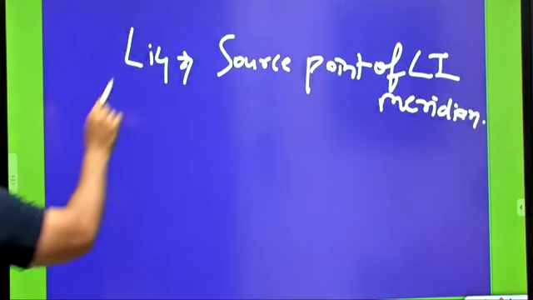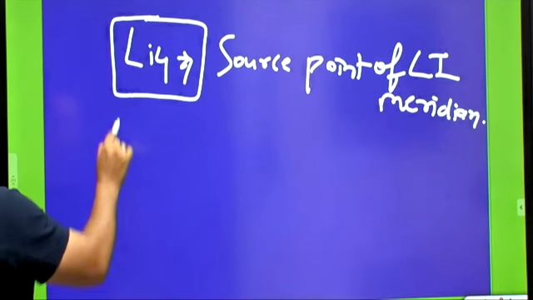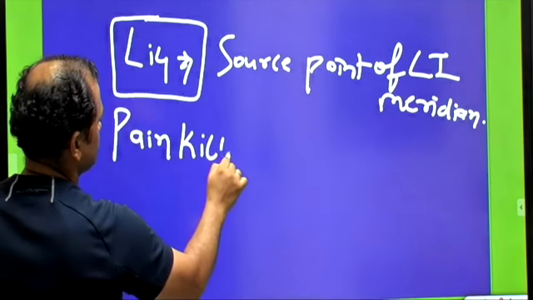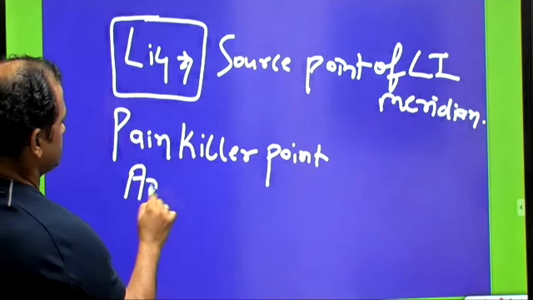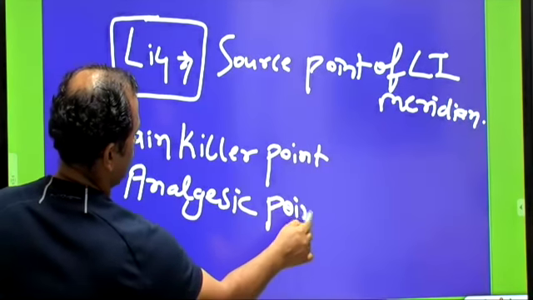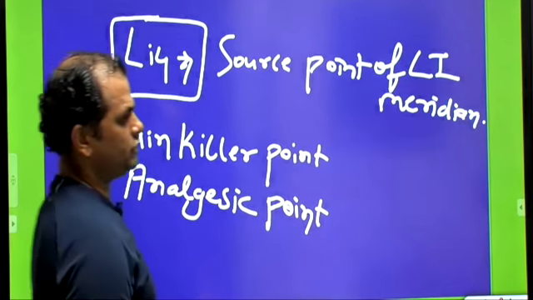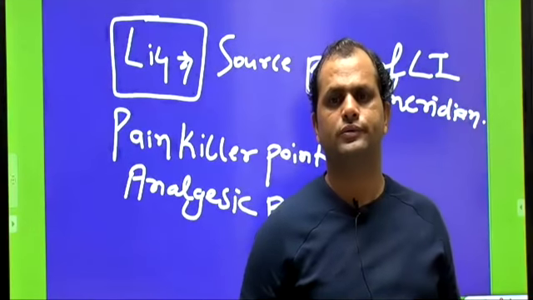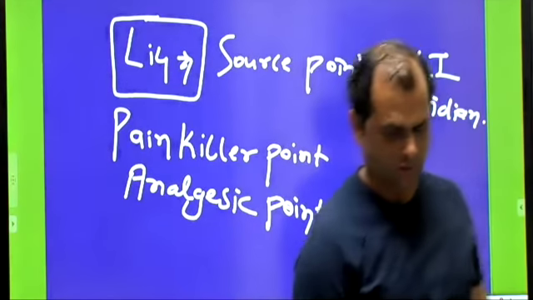And this LI4 is very famous. Why? Because LI4 is a very good painkiller point. LI4 is a very good analgesic point. So we can use LI4 for any problem in the body, and if there is a pain in the large intestine meridian, we can always use the LI4. So LI4 has been considered as a source point.